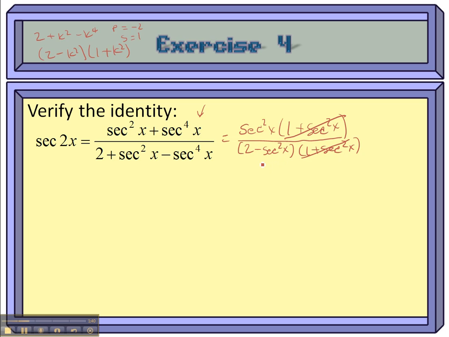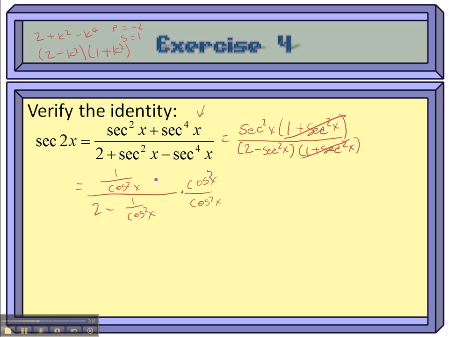So remember, another strategy is, well, just turn these things into sines and cosines. In this case, secant squared is the same thing as the reciprocal cosine squared. So on the top, I'm going to have 1 over cosine squared x, bottom, 2 minus 1 over cosine squared x. Complex fraction. To get rid of it, to simplify it, just multiply the top and the bottom by cosine squared x.